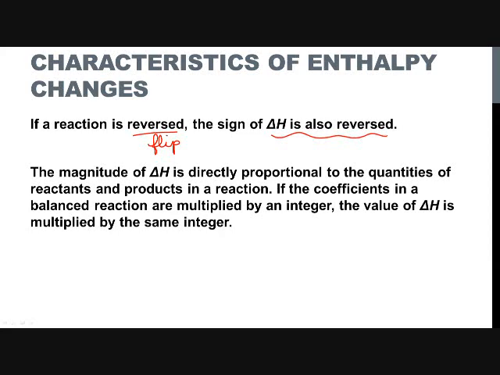Then also, sometimes the coefficients are not correct. The magnitude of the change in enthalpy is directly proportional to the quantities of our reactants and products. So if we need a coefficient of 2, but it only has a coefficient of 1 to start, then when we multiply by 2 to get the correct coefficient, we also multiply the change in enthalpy by that same amount. Okay, so those are some things.